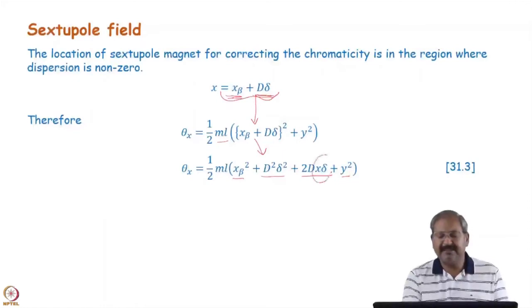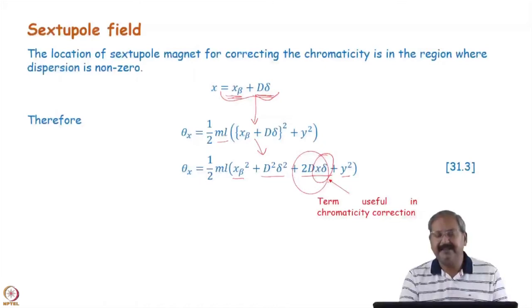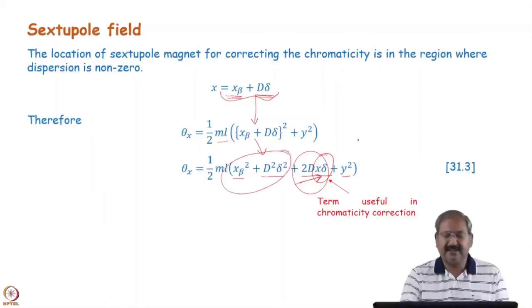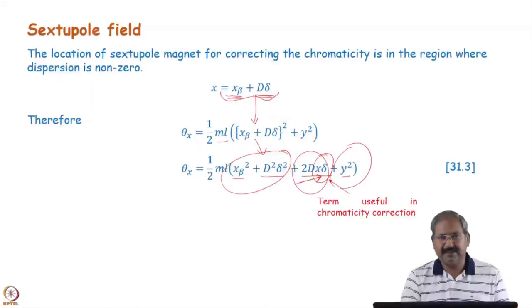Now you can see that this term depends on x into delta. This is a similar term to the one we saw in the case of the quadrupole. This term can be used to cancel the term generated by the quadrupole. And if we can cancel that term in the quadrupole kick, then chromaticity can be corrected. And these are extra unwanted terms due to sextupole magnets. So sextupole magnets correct the chromaticity, however they generate various unwanted terms, which depend on x square, delta square and y square. This means our dynamics becomes non-linear when we introduce the sextupole magnet in the machine.